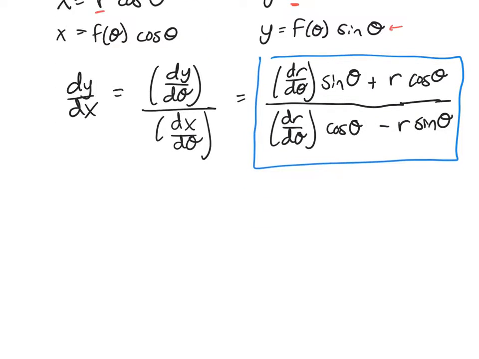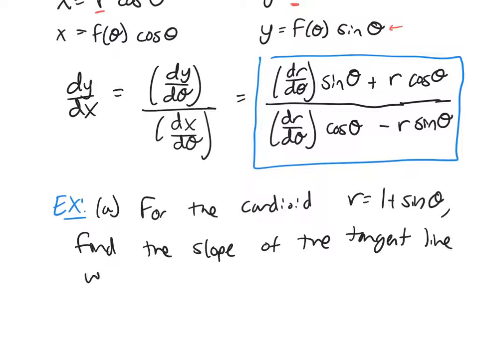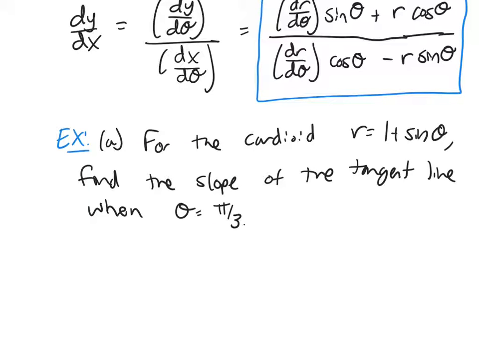So let's put this into practice. Let's look at a problem. Let's look back at our cardioid. For the cardioid, r was 1 plus sine theta. I want you to find the slope of the tangent line when theta is pi over 3. So remember, slope of tangent line comes from your derivative. So we need to start by finding our derivative dy/dx.